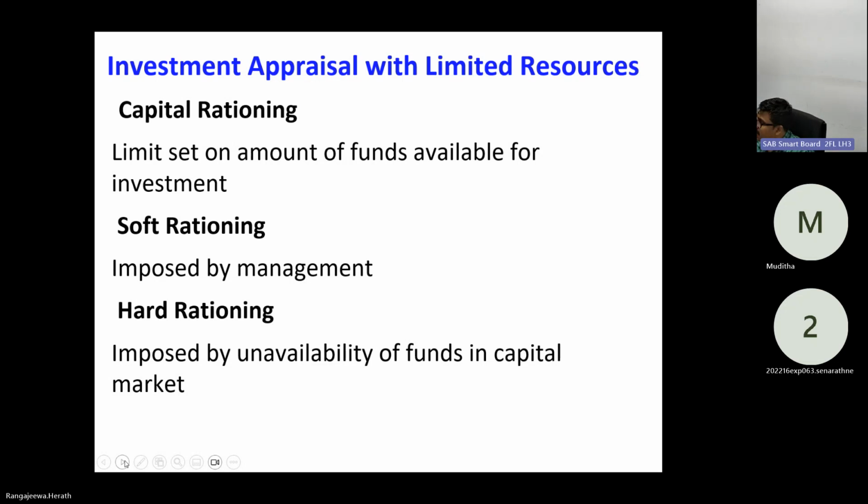But organizations have a capital budget normally. So you plan, this is our capital budget for the year. So according to that, for the capital investment decision, we are allocating only 100 million. Branches open, we allocate 100 million. Limited to 100 million, right? Imposed by management, considering other resources also, right? Hard rationing means imposed by unavailability of the funds in the capital market.